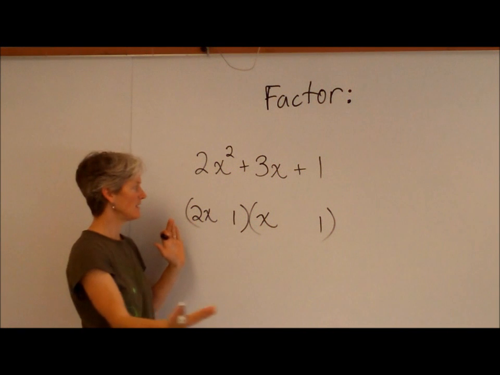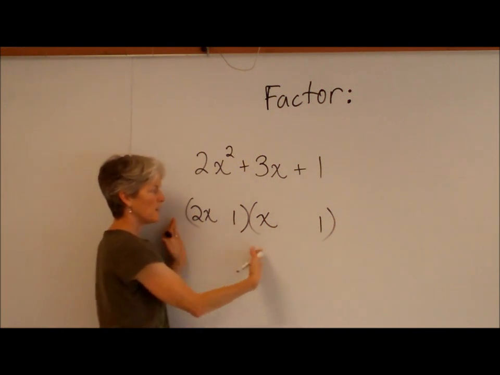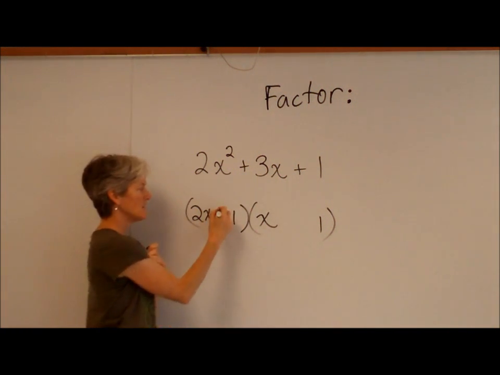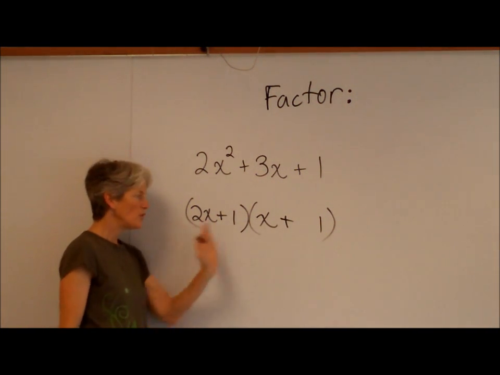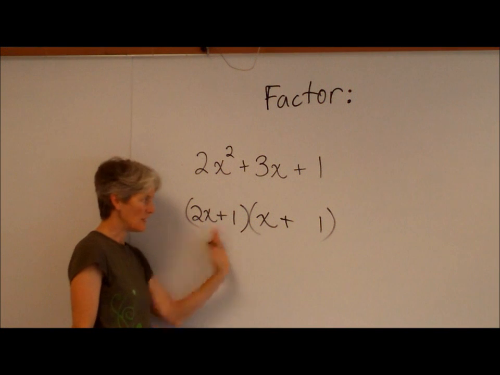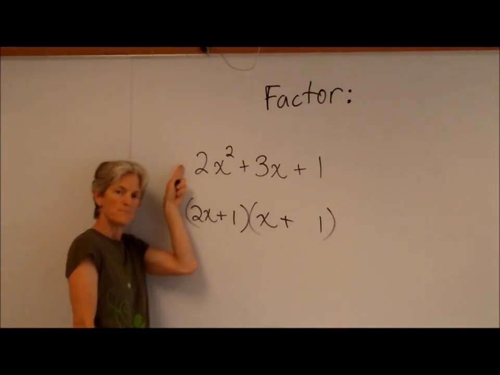Are you seeing what I'm seeing? I think you can just add them, right? All positives. 2x plus 1x equals 3x. So everything works beautifully. I have factored that. When you multiply this together, when you double distribute, you end up with this. Voila.